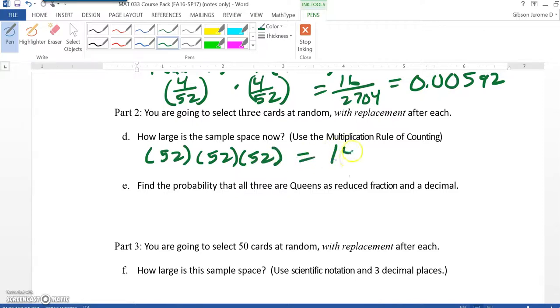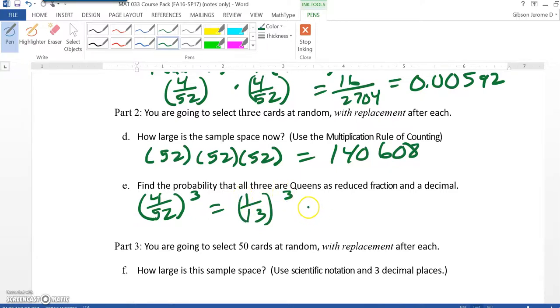So that would give it 140,608 possible outcomes. Now E, it says find the probability that all 3 are queens as reduced fractions and a decimal. So again, we know that it's 4 queens in a deck of 52 cards. We only have to take that to the 3rd power. So that will give us 4 over 52 simplifies to 1 over 13.